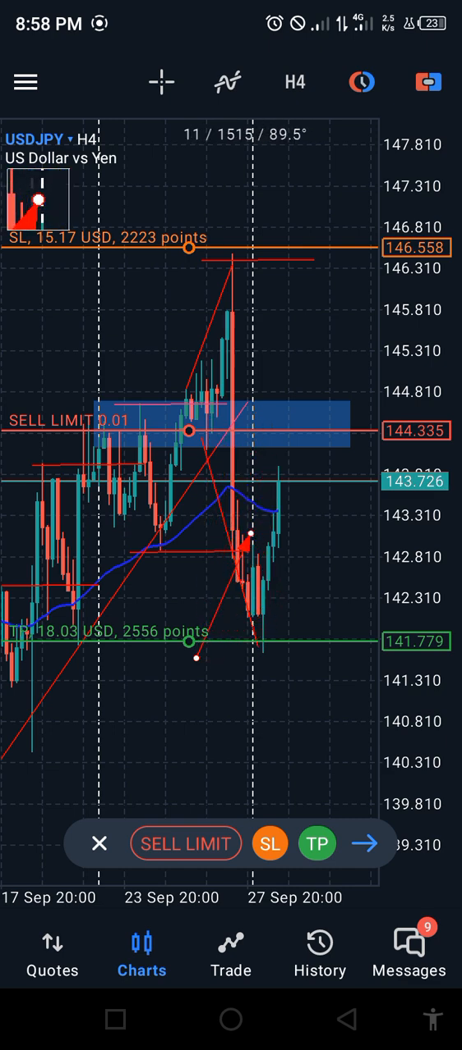Now, if you are satisfied with this, how do you increase your lot size? To increase your lot size, because we are trading at 0.01, we activate back this panel.